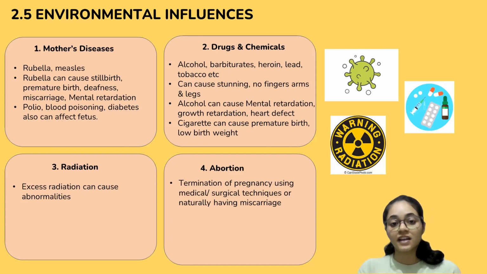Drugs and chemicals is the second factor, where we have chemicals like alcohol or barbiturates or heroin, tobacco, etc., which can cause stunting or missing fingers or legs, mental retardation, growth retardation, heart defects, respiration problems. Many of the psychological disorders also happen because the mother was consuming a lot of toxins and chemicals during her pregnancy. Cigarettes can cause premature birth and low birth weight.